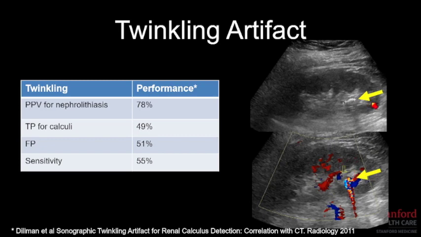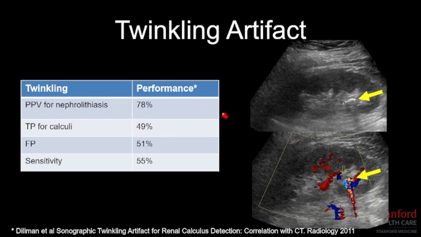And there's another paper, also from University of Michigan, looking at just twinkling artifact in diagnosis of stones, and this is a paper by Jonathan Dillman et al. from 2011, where they compared twinkling artifact to 5 millimeter slice non-contrast CTs. So if you only use twinkling and none of the other sonographic features, you're actually only going to be correct 50% of the time, or close to 50%.